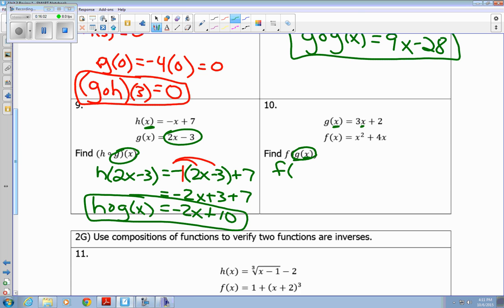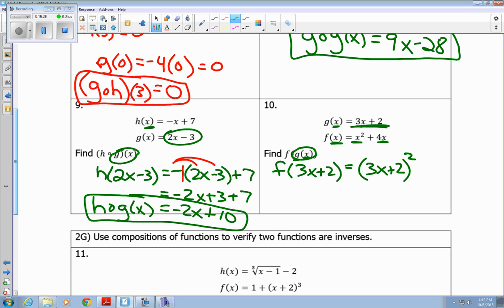And so we have f of 3x plus 2. So it was x. So where these x's are, we need to replace it with 3x plus 2. So x squared, so we replace when I substitute. I'm actually going to put it in parentheses, I always do. So parentheses 3x plus 2 squared plus 4 times 3x plus 2.